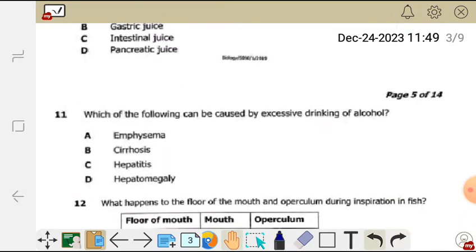Question 11. Which of the following can be caused by excessive drinking of alcohol? A, emphysema; B, cirrhosis; C, hepatitis; D, hepatomegaly. Okay, so the correct answer here is cirrhosis. So cirrhosis is a result of excessive drinking of alcohol. You suffer from cirrhosis.